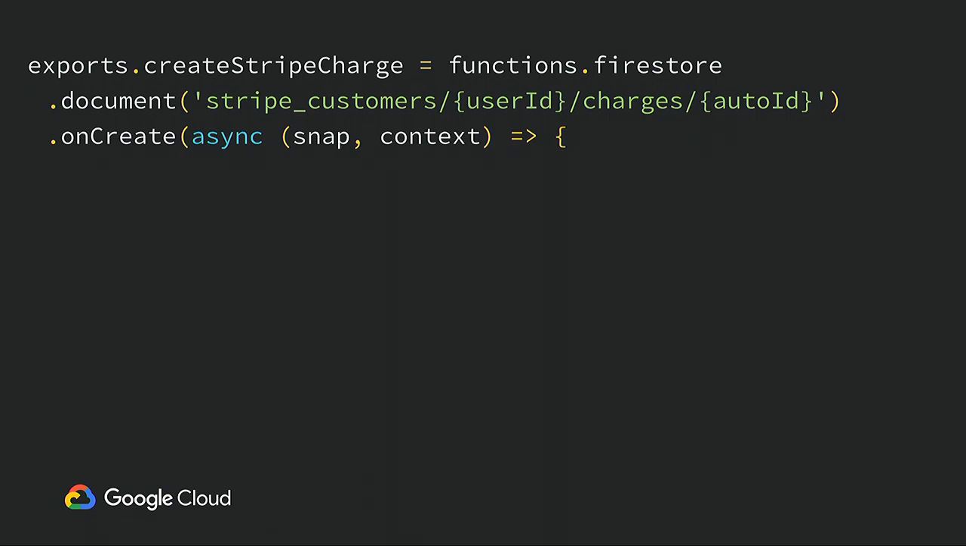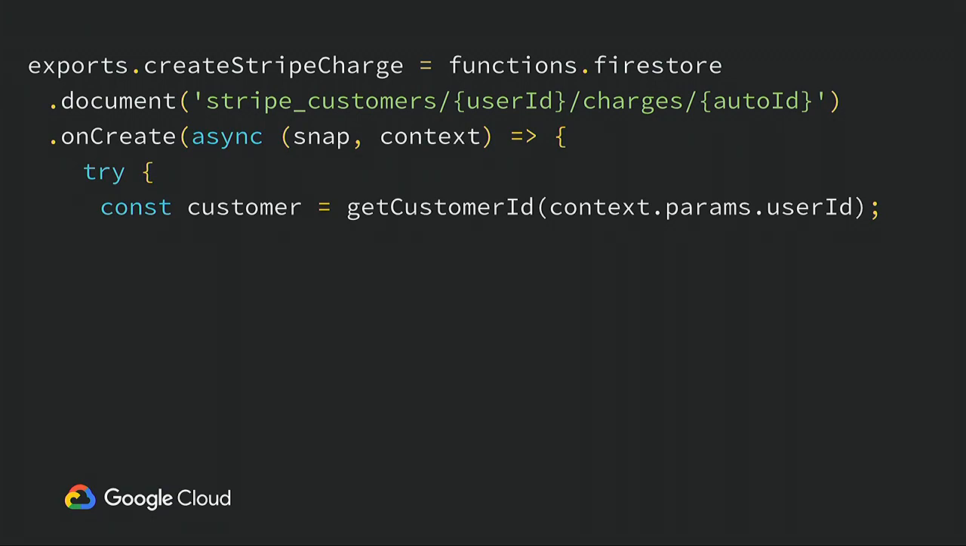This function is called createStripeCustomer. So it's run off of functions.firestore.document, and that's when this is created, so whenever a document is created in this location. So we're in the collection stripe_customers. We have our user ID, so whatever user we're in. And then we have a subcollection charges, and then the charge will get an auto ID that is randomly generated but unique by Firestore. And we get the snap and context, so we can get information from that as well.